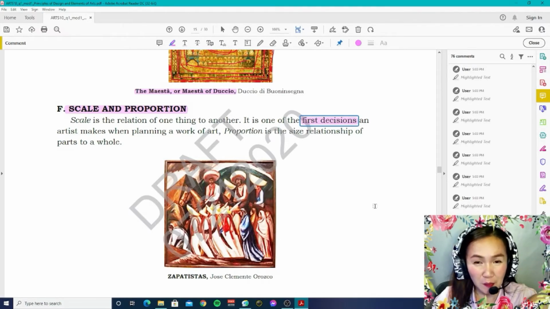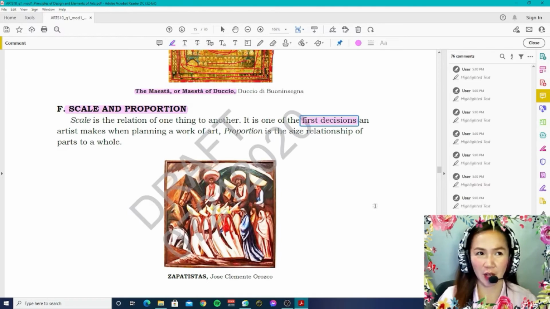Gaano ba kalaki ang ipipinta ko? For example, magpipaint ka ng isang character, anime, si Naruto, for example. Ipipinta mo siya sa isang canvas. Gaano kalaki si Naruto? Maliit lang ba siya? Then the rest ay background na? Or siya ang main? Nasa gitna siya and kasya lang yung image niya dun sa buong canvas. O kung gusto mo pang lagyan ng ibang character. Gaano kalaki? Okay? So, yun yung kauna-una mong de-decide, diba, as an artist.